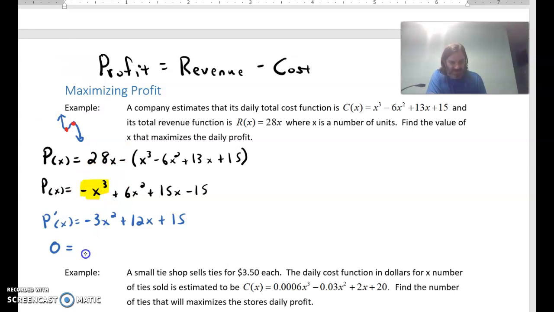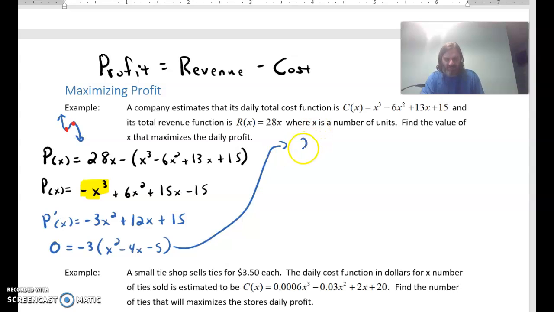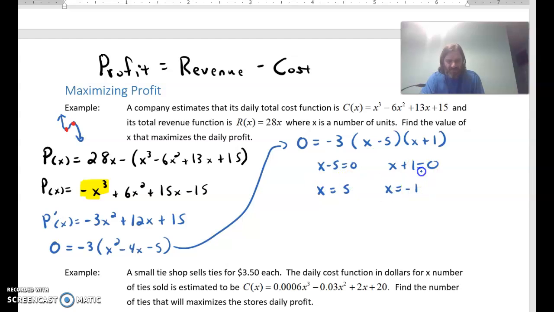So set it equal to 0 to figure out where it goes flat. I'm going to pull this negative 3 out, and that'll leave me with x squared minus 4x minus 5. So as I continue my journey, I can factor that quadratic. It'll be x minus 5 times x plus 1. So what do we got here? We get x minus 5 equals 0, x plus 1 equals 0. So I get two values, x equals 5 and x equals negative 1.